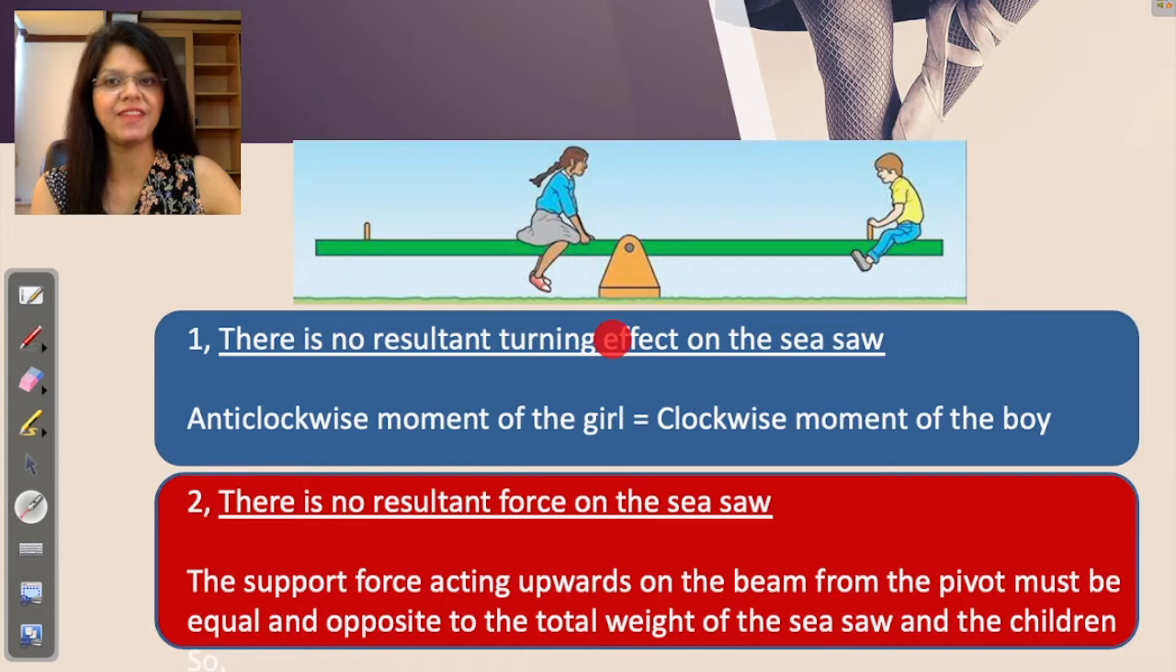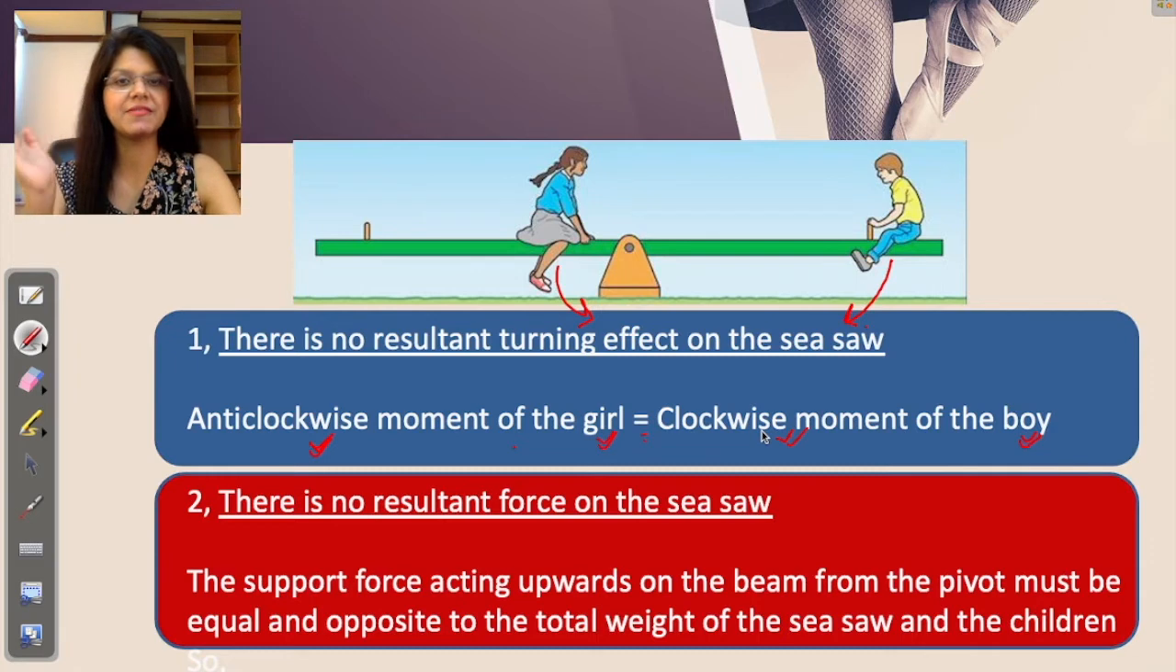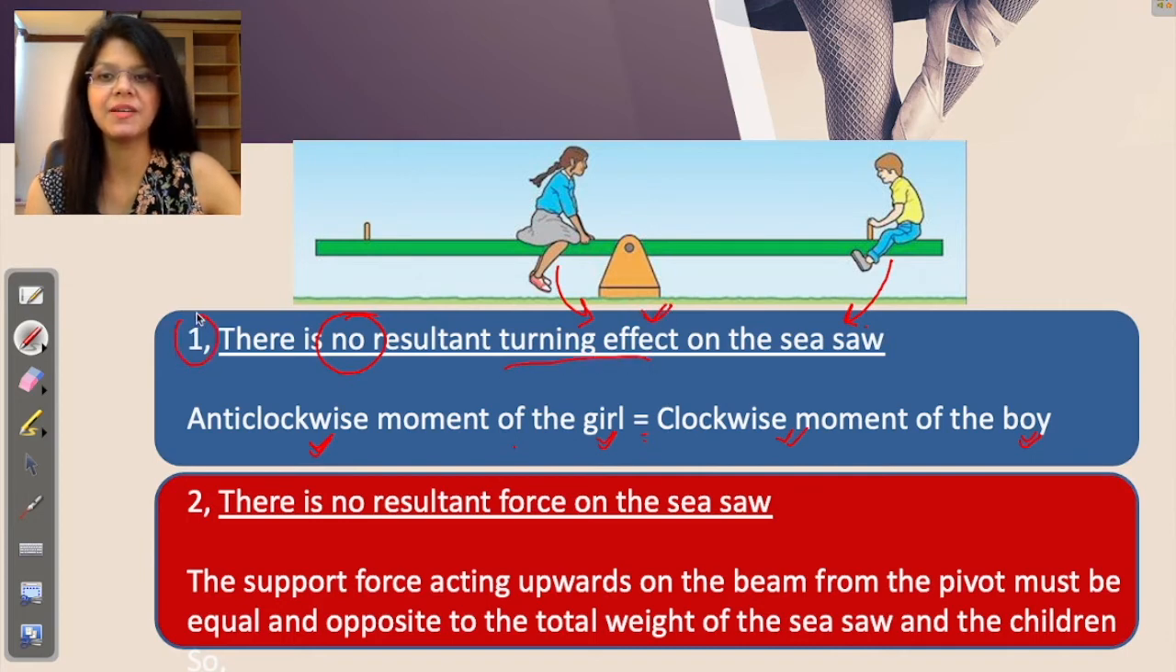So the anti-clockwise moment created by the girl in this direction is equal to the clockwise moment created by the boy. They are exactly equal, but they are opposite. One is anti-clockwise, one is clockwise. So moment is a vector quantity. They'll cancel out each other. As a result, no turning effect. No resultant turning effect. So condition 1 of equilibrium is satisfied.